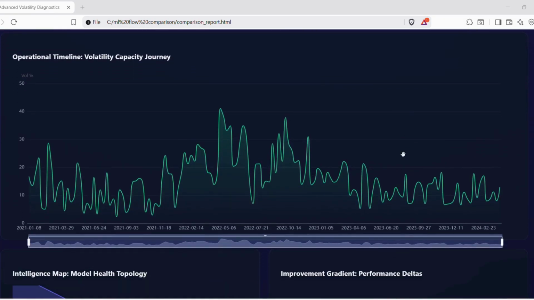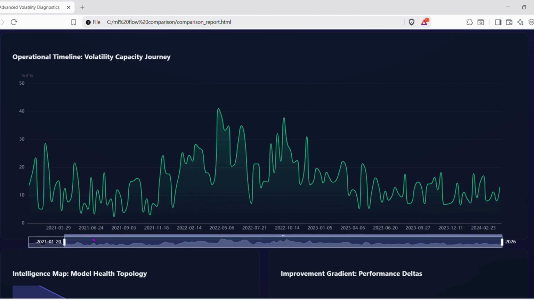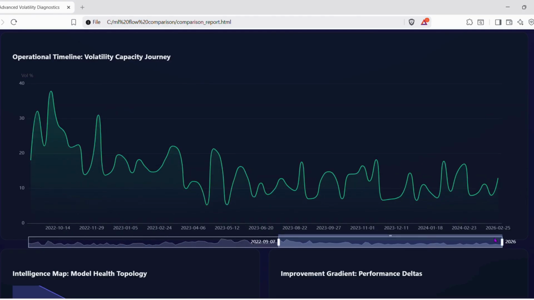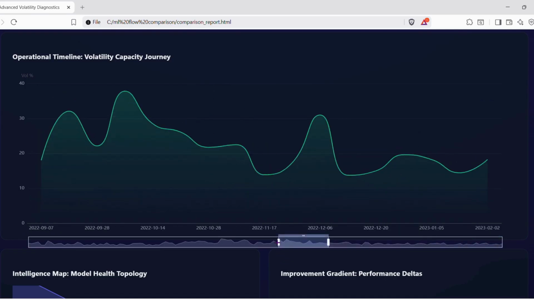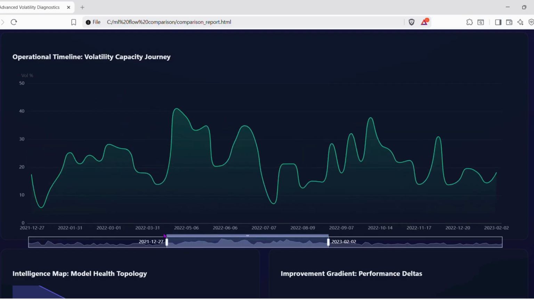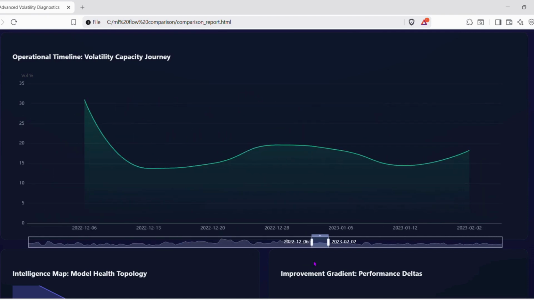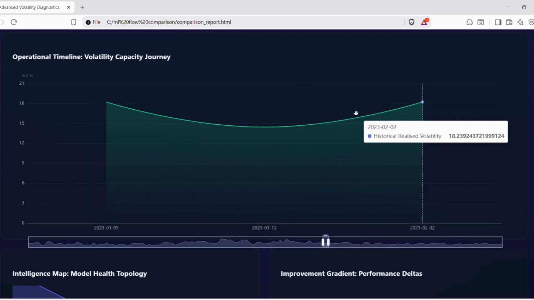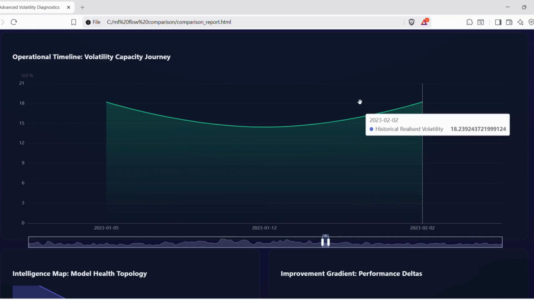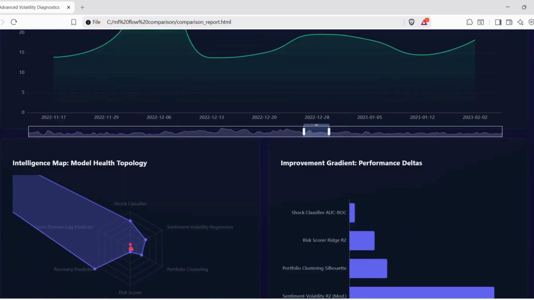What we see right now is an operational timeline volatility capacity journey. This is essentially an interactive time-based module where we're able to understand how the fluctuations change based on the time frame that we are choosing. Here we also realize that if we keep a wider time range, we are able to see more fluctuations. However, if we choose a very small time range, the data tends to be very similar with no peaks or valleys, thus not allowing us to properly apply the machine learning and statistical models to it.